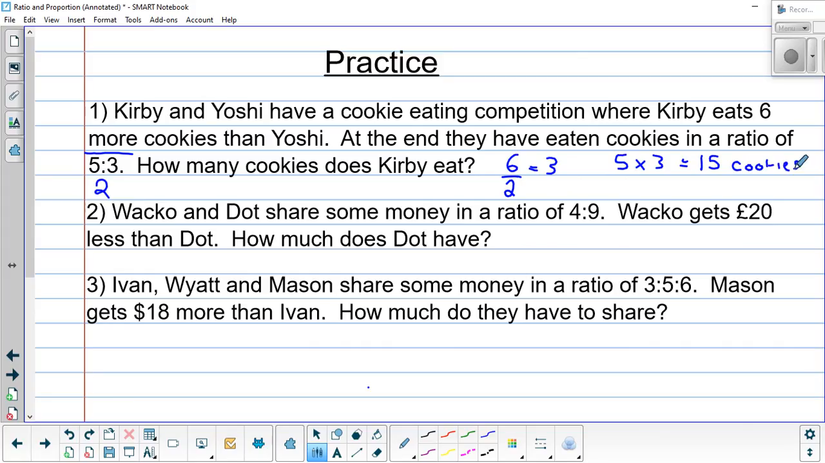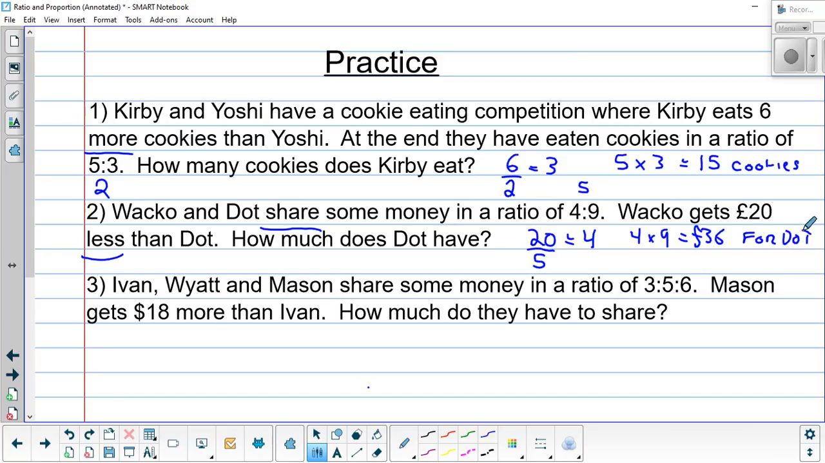Next one. Wacko and Dot share some money in the ratio. So they're sharing. There's a less. In ratio 4 to 9, difference here is 5. Wacko gets 20 pounds, so we're doing 20 divided by 5, and that's 4. So, if Dot is the second number in our ratio, we're doing 4 times 9, and we're finding that 36 pounds for Dot. Okay.